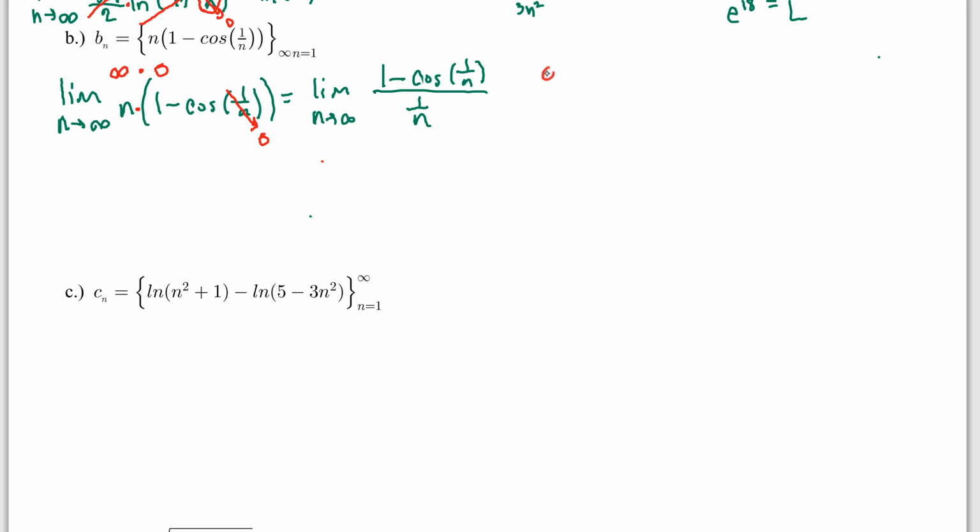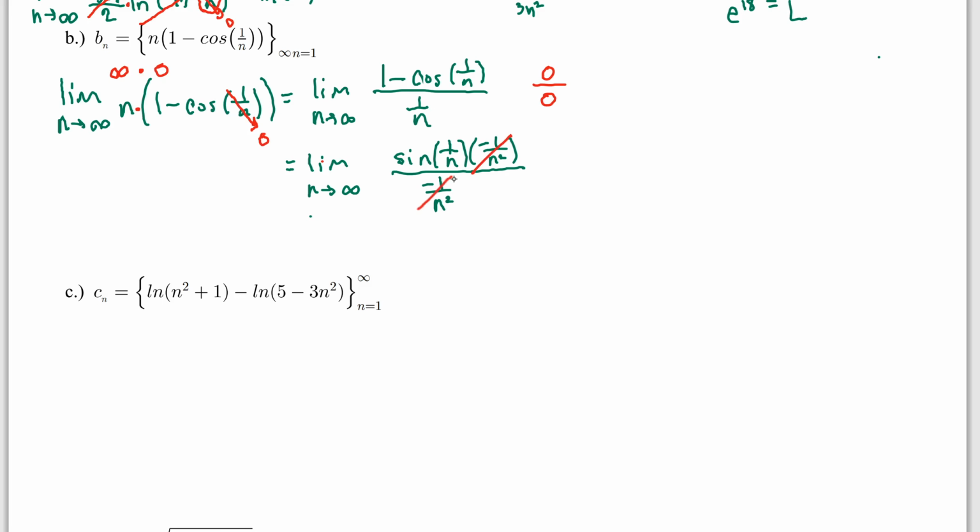We now have the correct indeterminate form 0 over 0. So applying L'Hopital's rule, we have the limit as n goes to infinity. Now, the derivative of negative cosine is negative sine. Or let's make that negative sign, right? Positive sine of 1 over n times the derivative of the argument, which is negative 1 over n squared. The derivative of the denominator is also negative 1 over n squared.